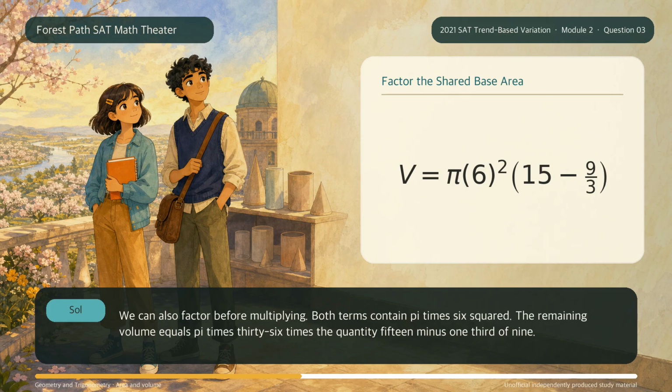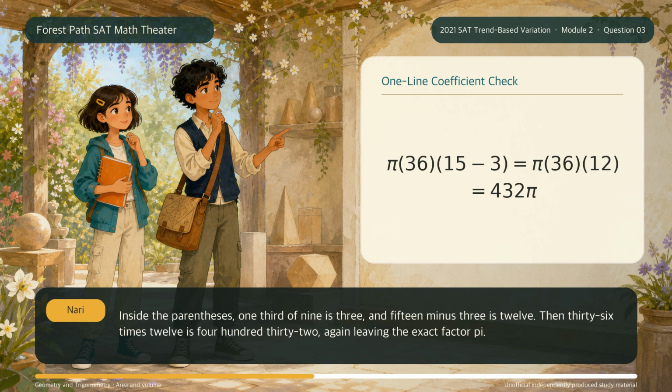We can also factor before multiplying. Both terms contain pi times 6 squared. The remaining volume equals pi times 36 times the quantity, 15 minus 1/3 of 9. Inside the parentheses, 1/3 of 9 is 3, and 15 minus 3 is 12. Then 36 times 12 is 432, again leaving the exact factor pi.